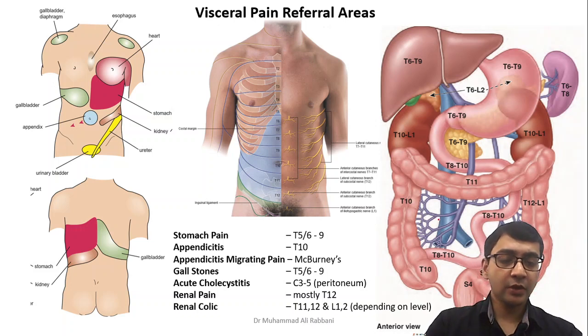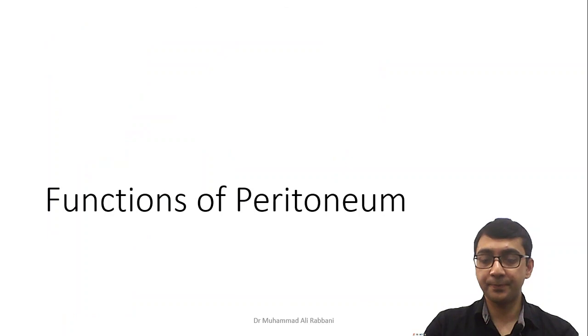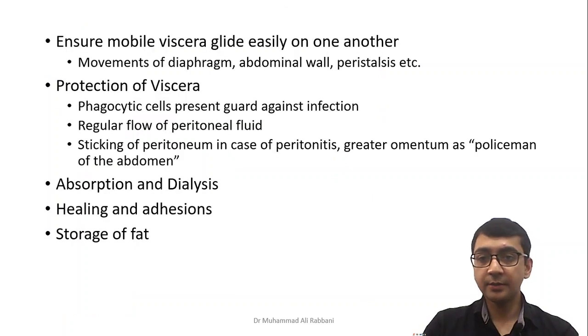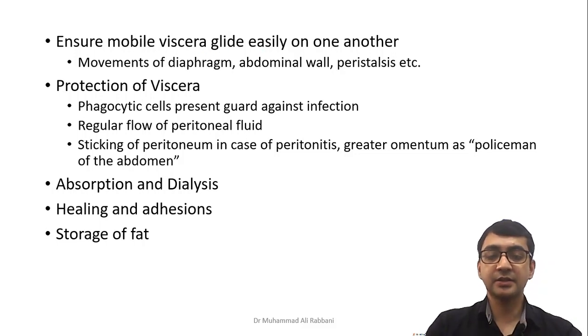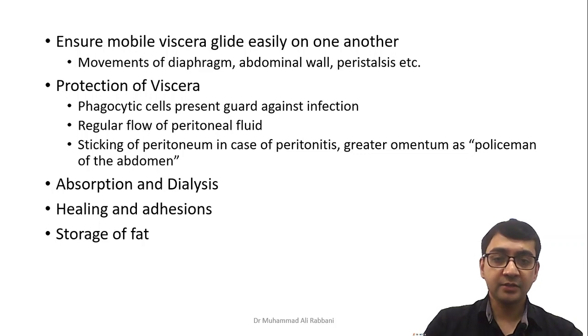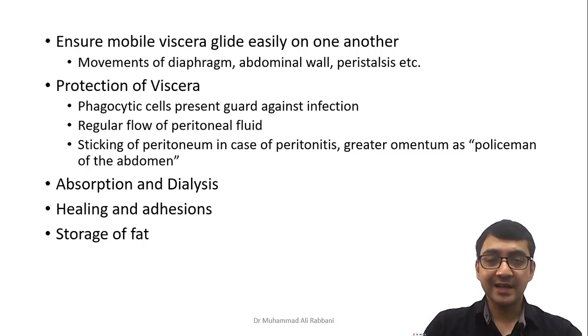I am not going into the detail of this, but the dermatomes of the viscera are the same as the dermatomes of the visceral peritoneum covering them. The functions of the peritoneum: it ensures that viscera glide easily. There is a lot of movement going on through peristalsis, and in the abdominal wall, with each breath the diaphragm is moving. With all of these movements, the organs do not go into friction with one another, they slide easily with the help of the slippery peritoneum covering them. It protects the viscera in a number of ways.